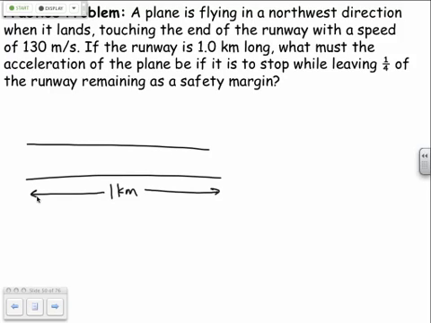What's wrong with 1 kilometer? First, convert it. Anytime you have to convert, do that first so you don't forget it. So that's just 1,000 meters.